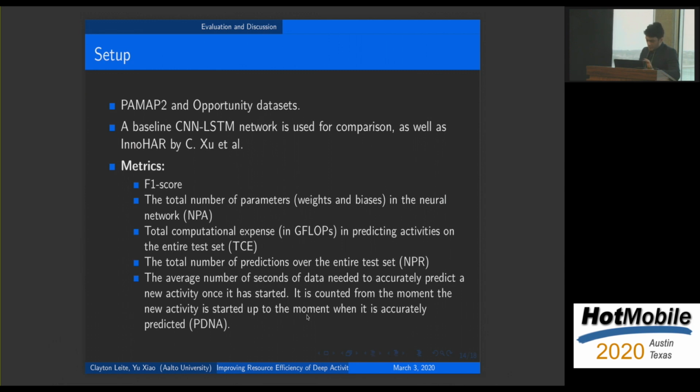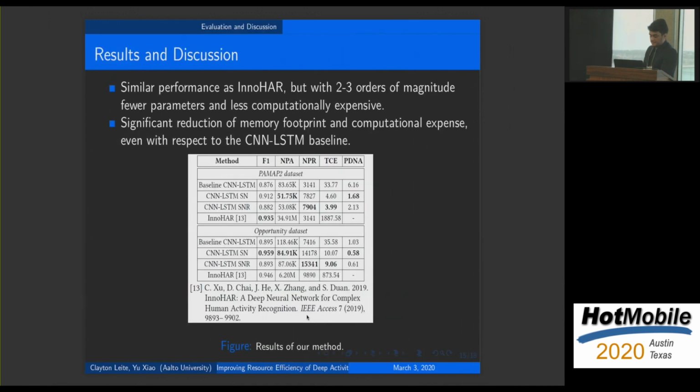We also want to know the number of parameters in the neural networks, the total computational expense in predicting the activities in the test set, the number of predictions over the entire test set, and also this new metric. This new metric has not been studied before, to the best of my knowledge. It's about how much data you need before correctly predicting an activity. So let's go to some results here.